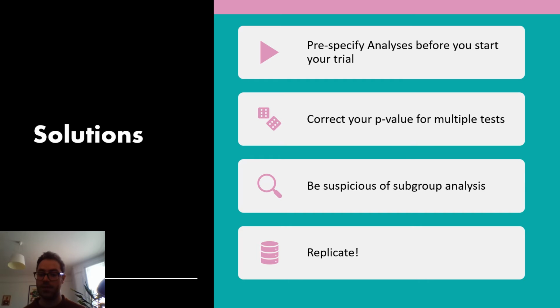And last is to replicate. It's a massive problem in science, this lack of replication, especially sciences like psychology, which have recently come out and had to think about how to do this. And we need to replicate results. So if you find something in one of these subgroup analyses that looks interesting, go and look somewhere else for it and see if you can get that result again, because if you can, it's much more likely to be correct.